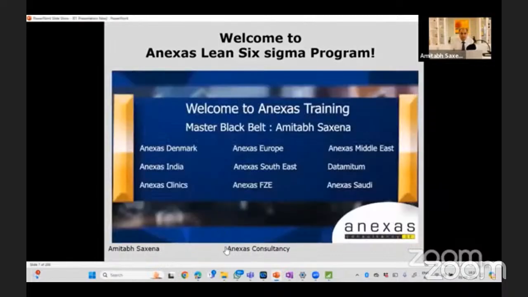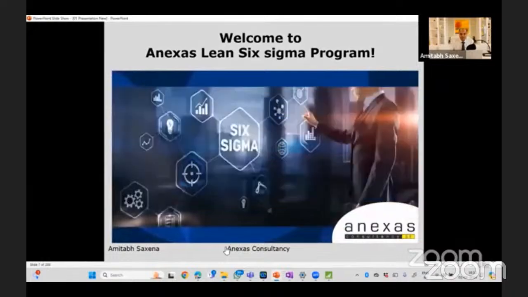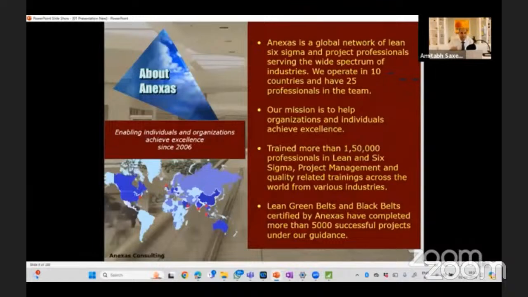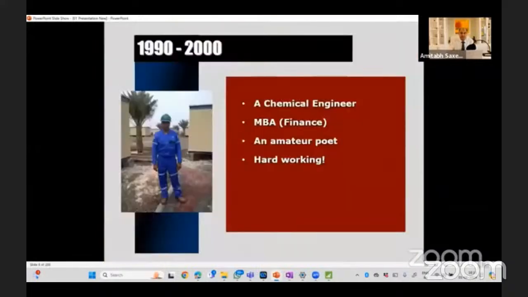There is a group of 25 people who are supporting this training as of now, who are responsible for bringing this training. So thanks a lot to all of them. As a company, we have been around since 2006, and we have been enabling individuals and organizations to achieve excellence, having trained more than 150,000 people.